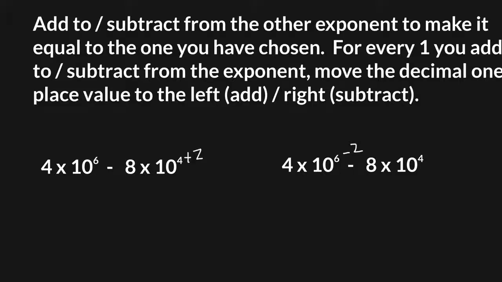And for every 1 you add to the exponent, move the decimal 1 place value to the left. Okay, so I've added 2, so I'm going to move this 2 place values to the left. If I subtracted 2 from the exponent like I did over on this side, I'm going to move the decimal place value 2 places to the right.